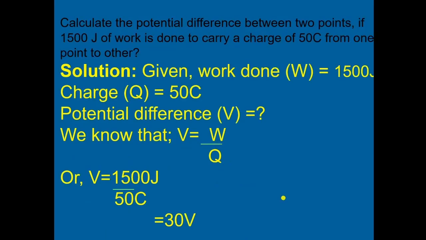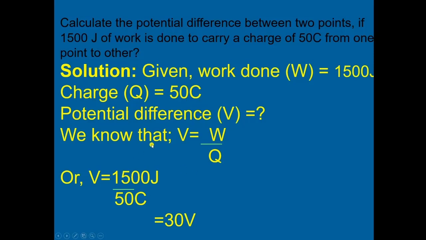Second numerical problem is to calculate the potential difference between 2 points if 1500 joule of work is done to carry a charge of 50 coulomb from one point to another. Here we have to calculate the potential difference. Work done that is given is 1500 joule and charge that is given is 50 coulomb.